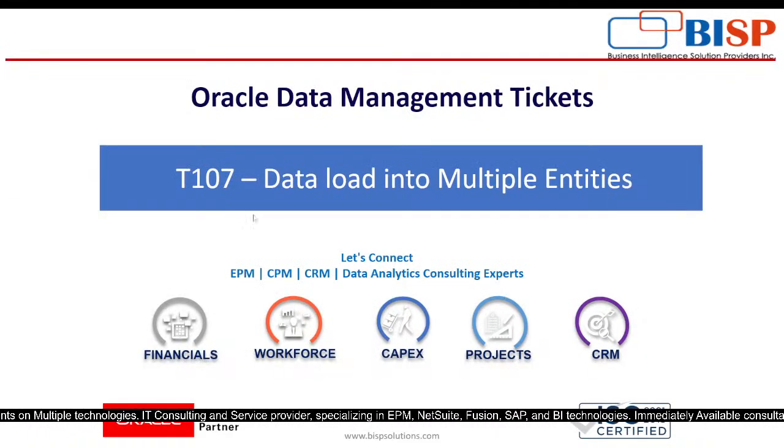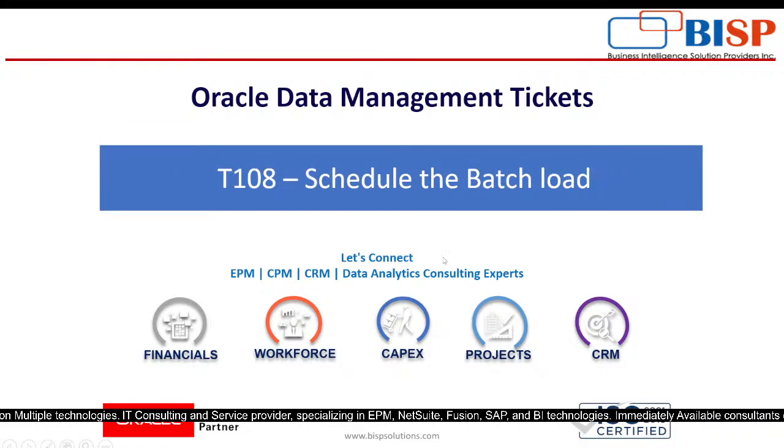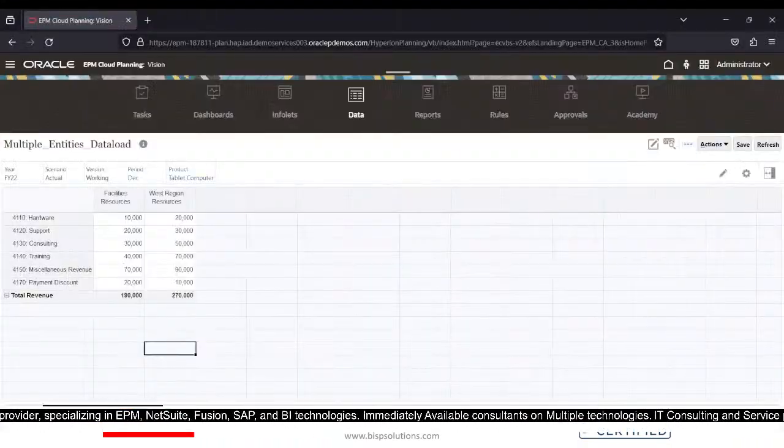Now we will go to the next topic of the day, that is scheduling the batch load. Let us understand the batch load. A batch load is where we create multiple data load rules and load them in a single go. In that, we can schedule the batch in parallel if we want all the data to be loaded simultaneously, or else we can go in accordance with the sequence that we provide.